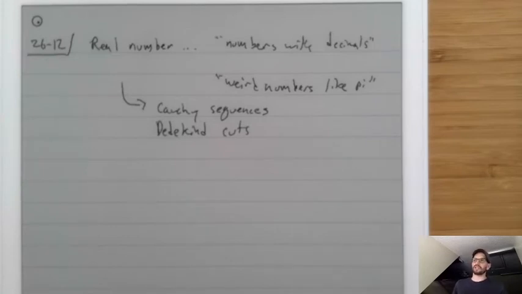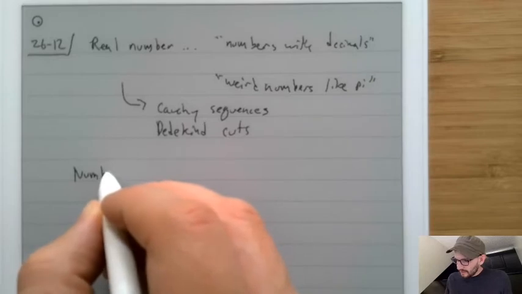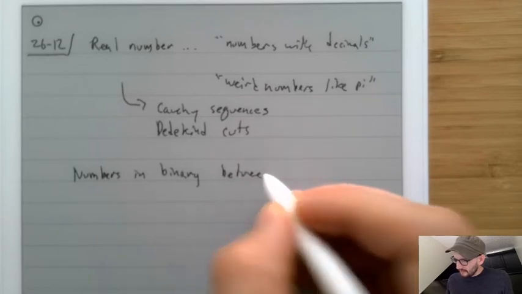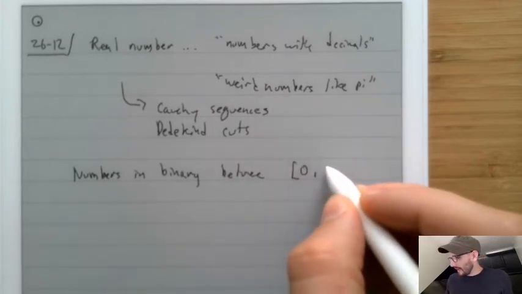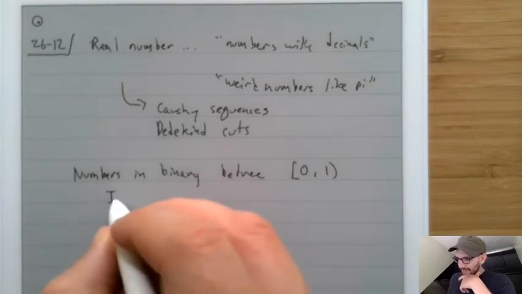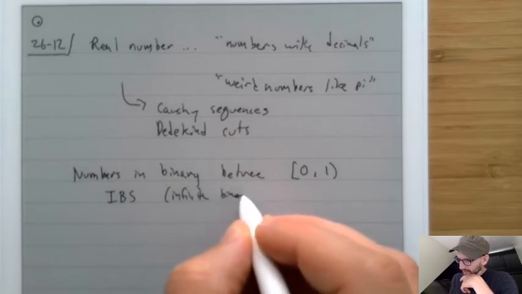Let's simplify real numbers, though, and talk about something really straightforward. What we want to talk about are numbers in binary between 0 and 1. So these are numbers that are smaller than 1 that we're going to write in binary. What do I mean exactly by that? What I mean is that we're going to represent them, and we'll call these IBS. That is for infinite binary sequence.